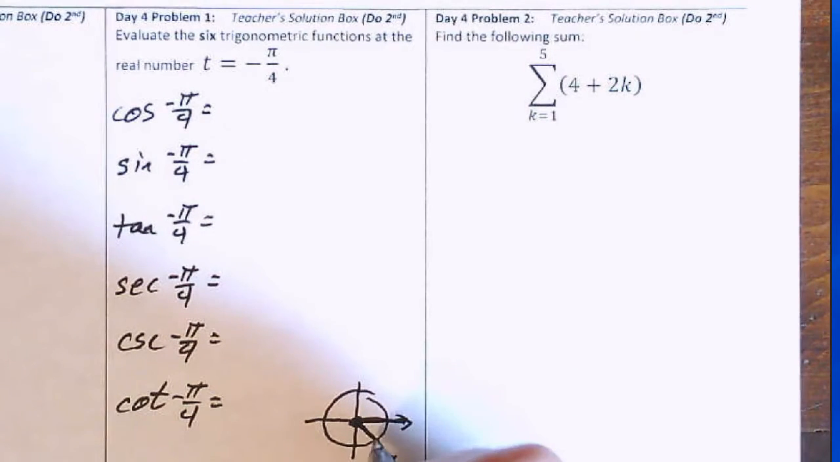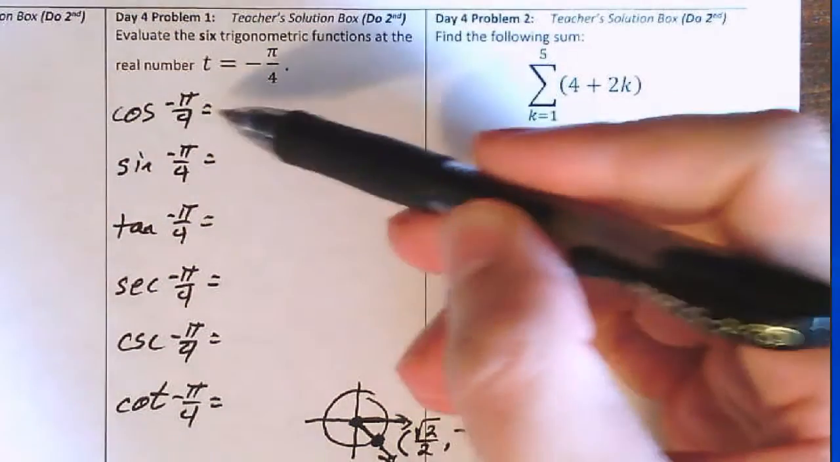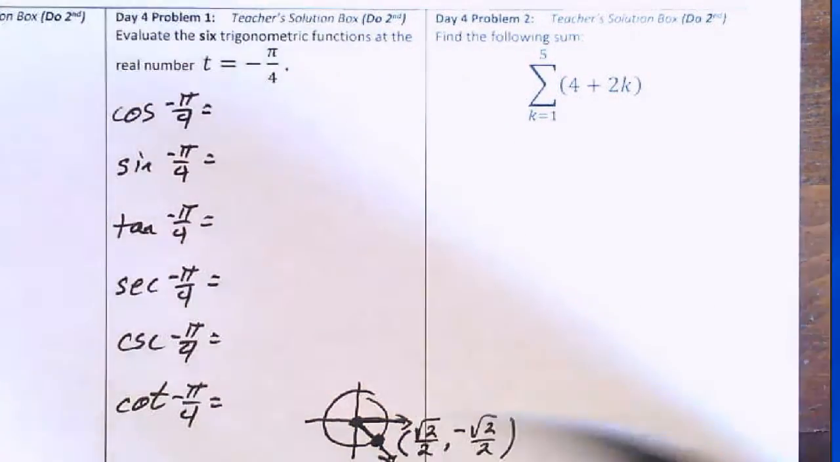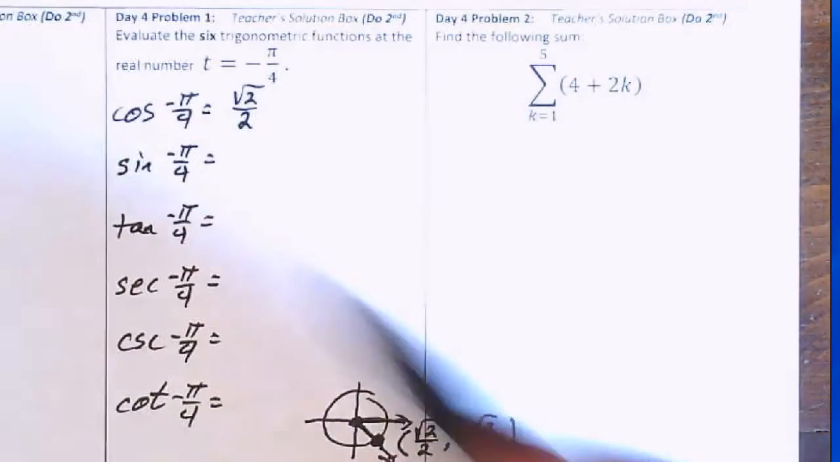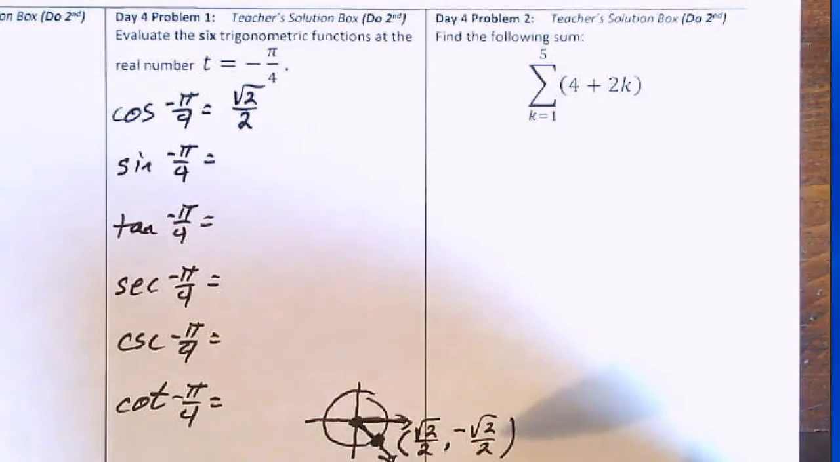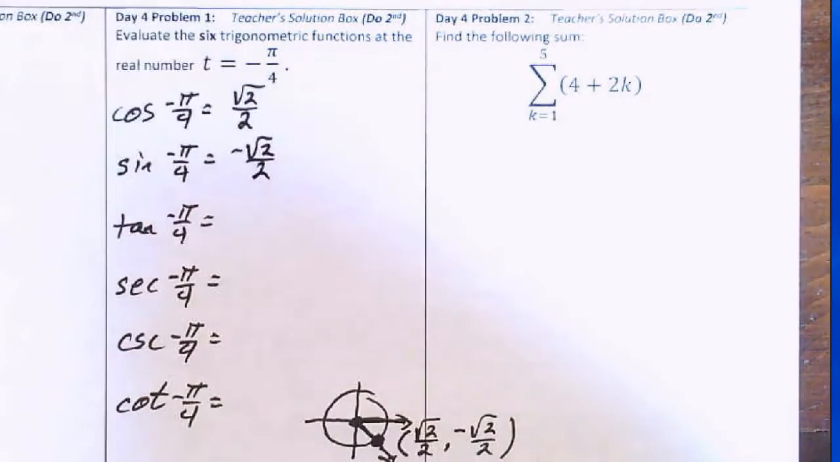is. That crosses the unit circle at a point right here, and this point has an ordered pair. It is the square root of 2 over 2, and for its y-coordinate, negative the square root of 2 over 2. We can use these values to get these trig values. So the cosine is the x-coordinate of the point. That's the square root of 2 over 2. The sine is the y-coordinate of that point. That's negative square root of 2 over 2.